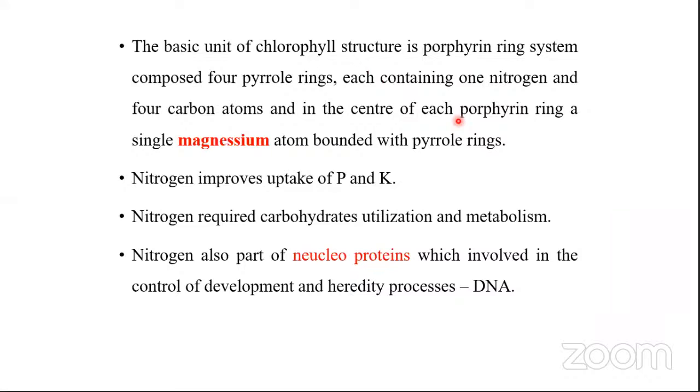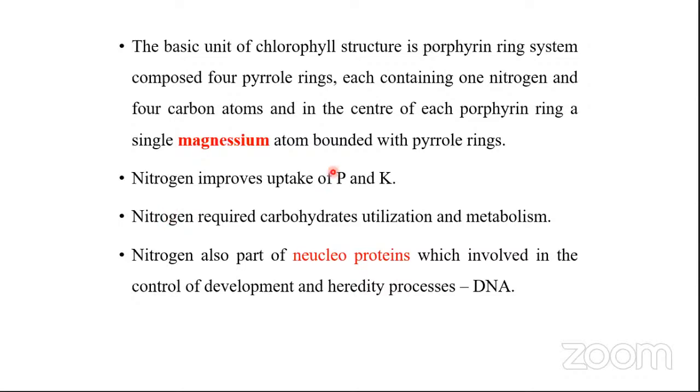So naturally, this is called a synergistic effect. Nitrogen requires carbon utilization metabolism, and it also plays a major role in nuclear protein and is involved in the control of the hereditary process of DNA. Naturally, going into very depth is very interesting. If we go in depth, nitrogen controls the hereditary process of DNA, and it improves the uptake of phosphorus and potassium.